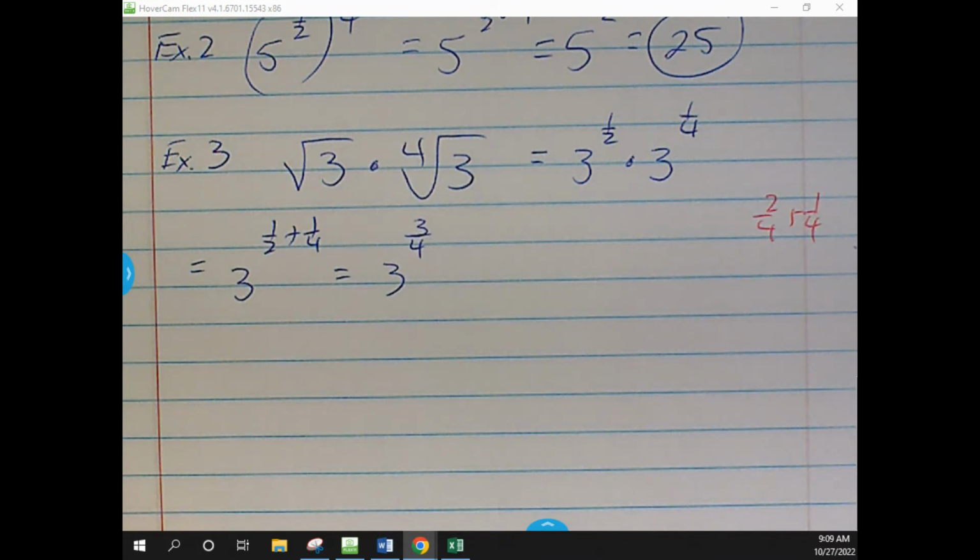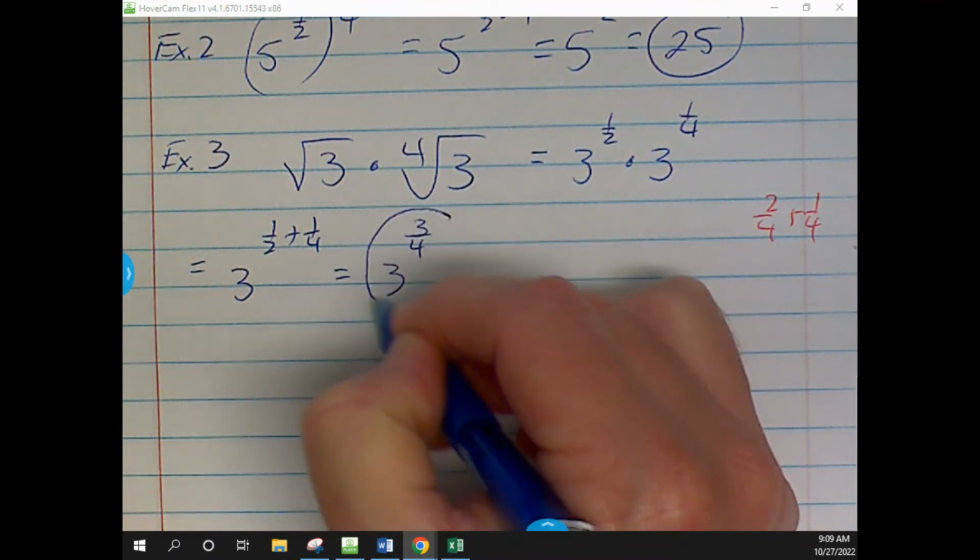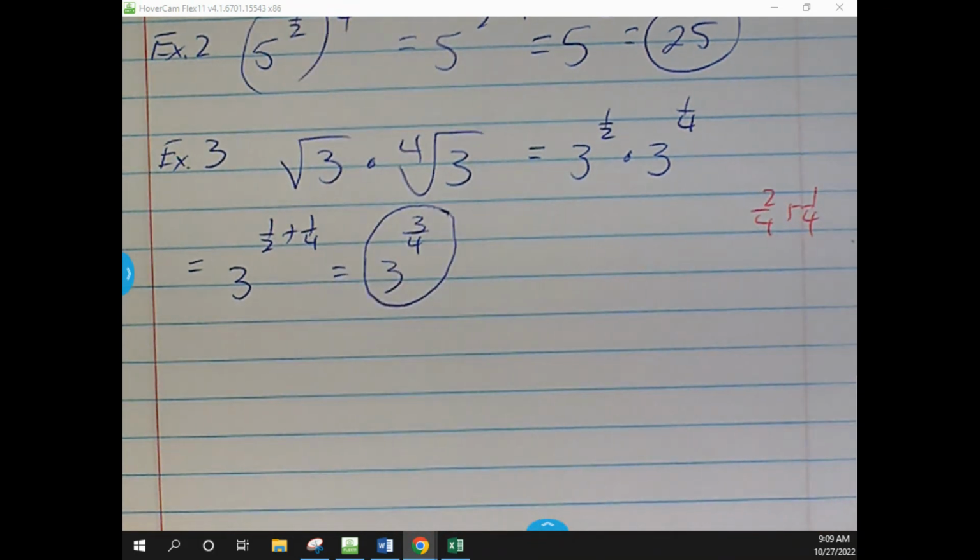Okay, did it simplify? Not really, because there's not really a way that was going to simplify. So for that part of it, we'll just leave it as 3 to the 3/4 power. Okay, now, if they ask for it in exponential form, that would be your answer.